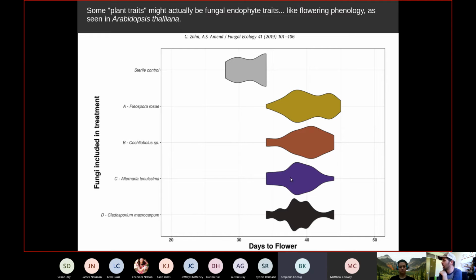So that blunt end on the left and right means that no plants flowered before day 28 or after day 33 or 34. Okay. And here, none of the plants flowered before day 34, all the way down.